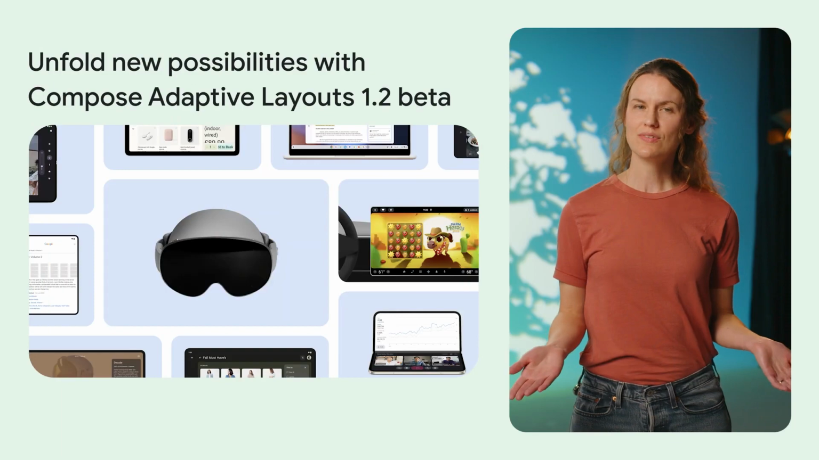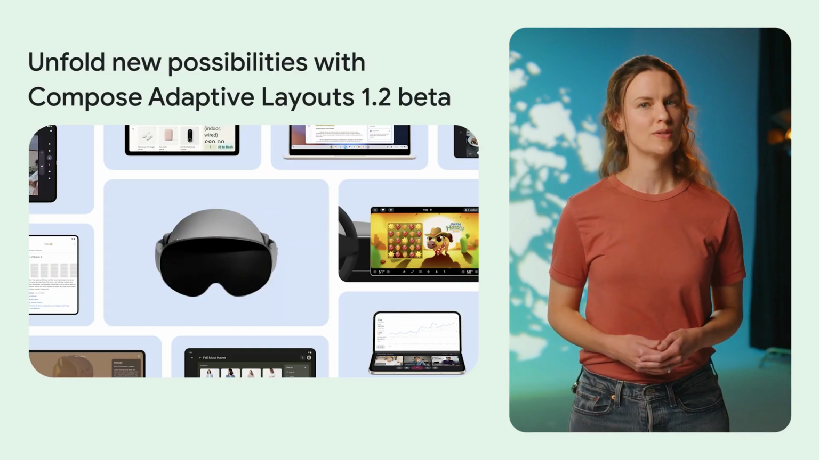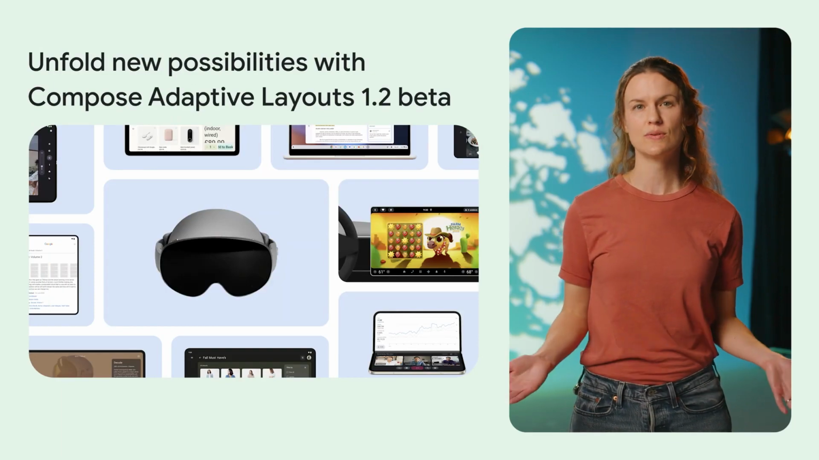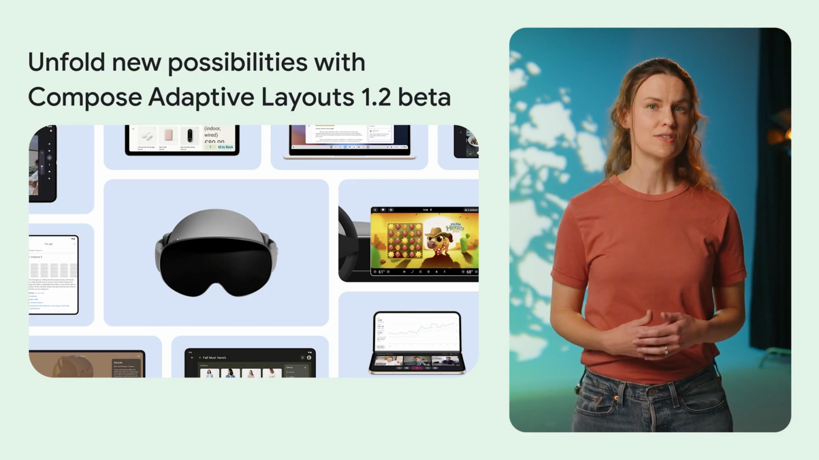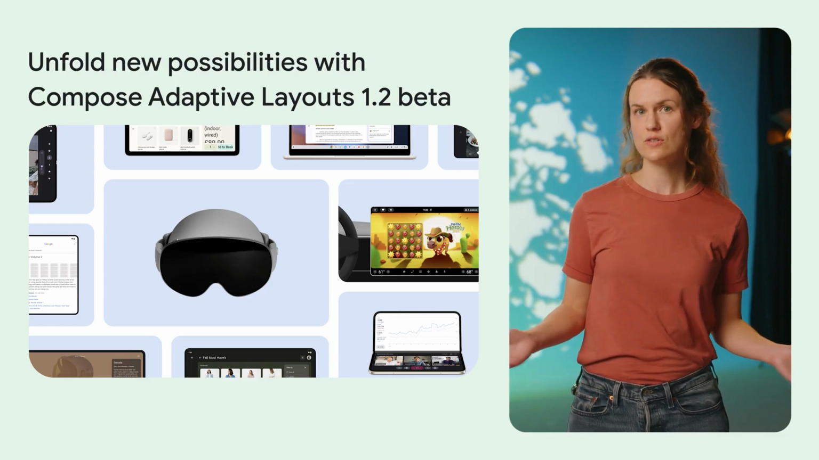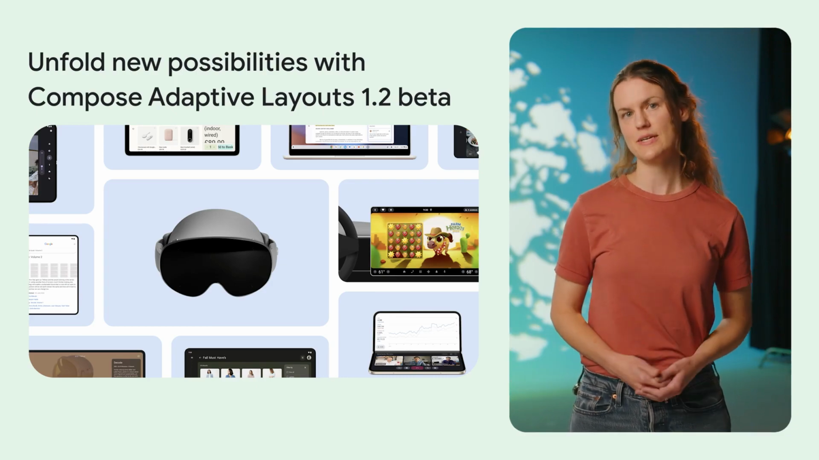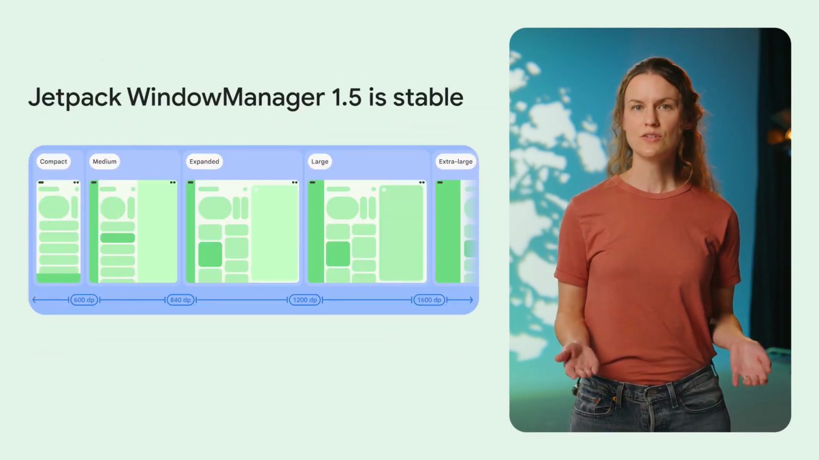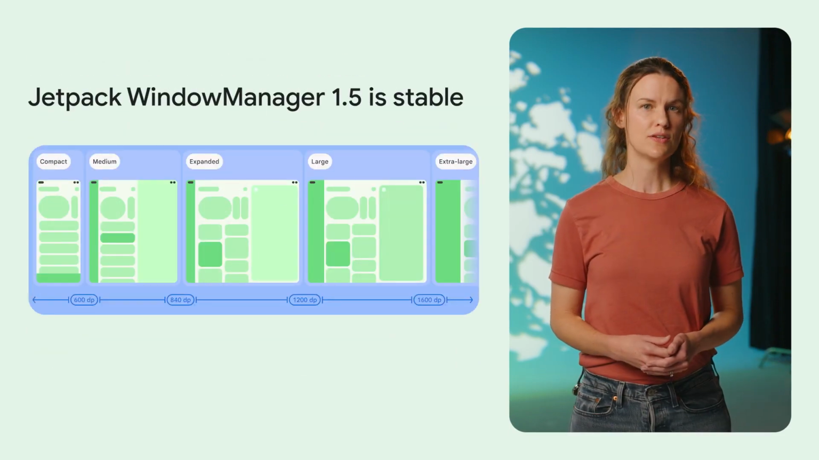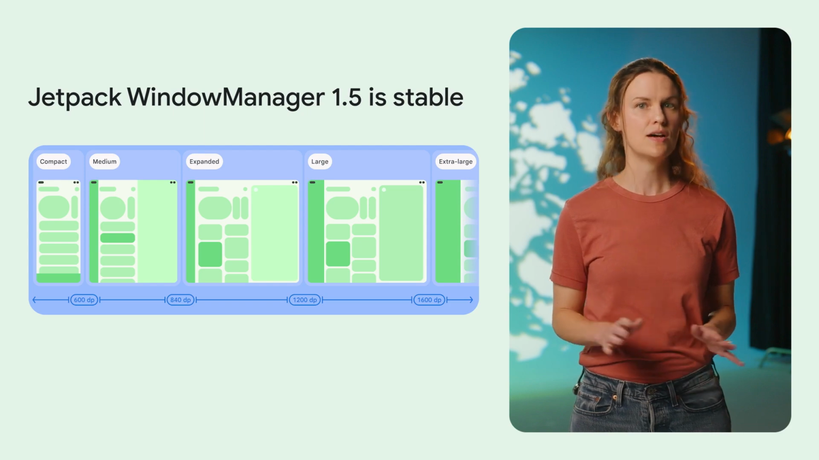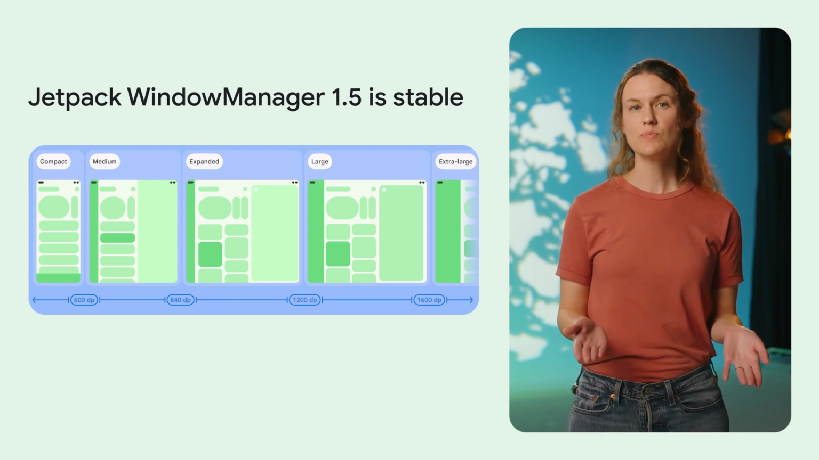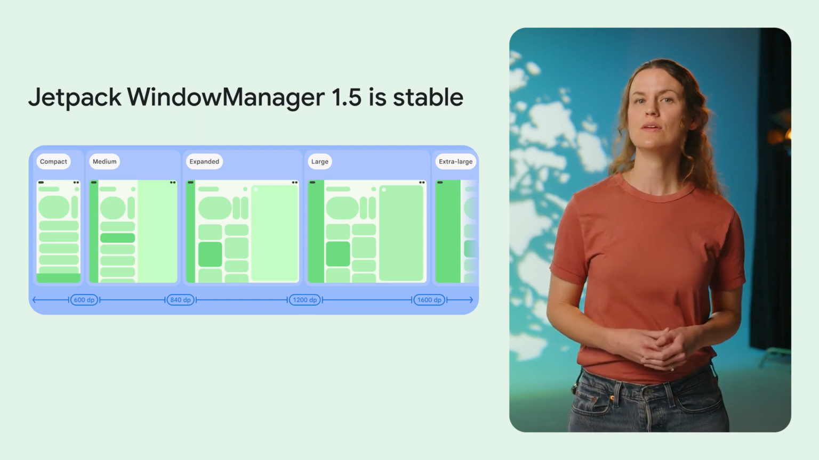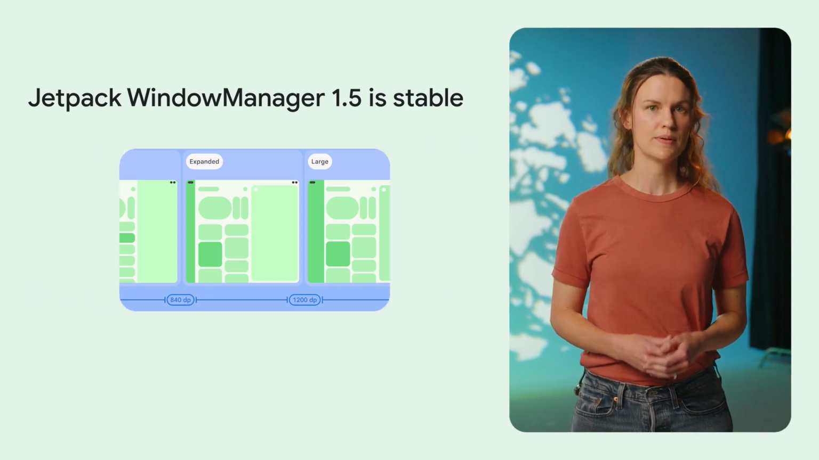The Compose Adaptive Layouts library offers new features for building responsive UIs across various screen sizes and form factors, including new large and extra large window size classes for connected displays. With Window Manager 1.5, you can calculate window metrics from an application context, not just an activity context. This provides more flexibility for accessing window information from different parts of your app.